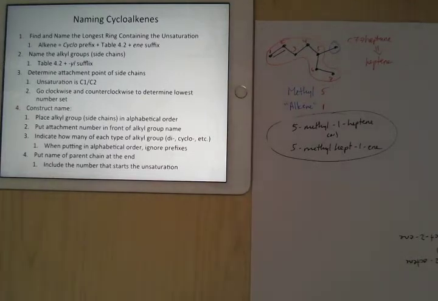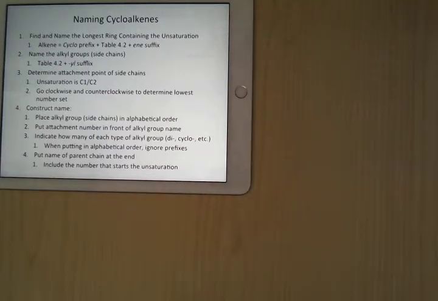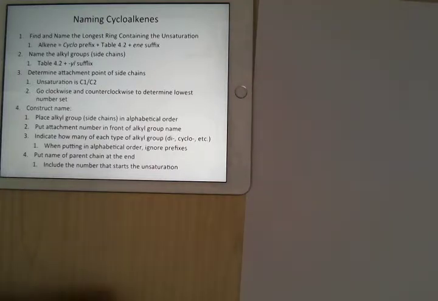Okay, so for cycloalkenes, now we're going to combine the two, but we do have the priority. So it's just like naming the regular alkanes, but now we've got a priority group with the double bond in there. What's going to happen is that those two carbons of the double bond are going to be 1, 2. The problem is we don't know which one is 1 and which one's 2.